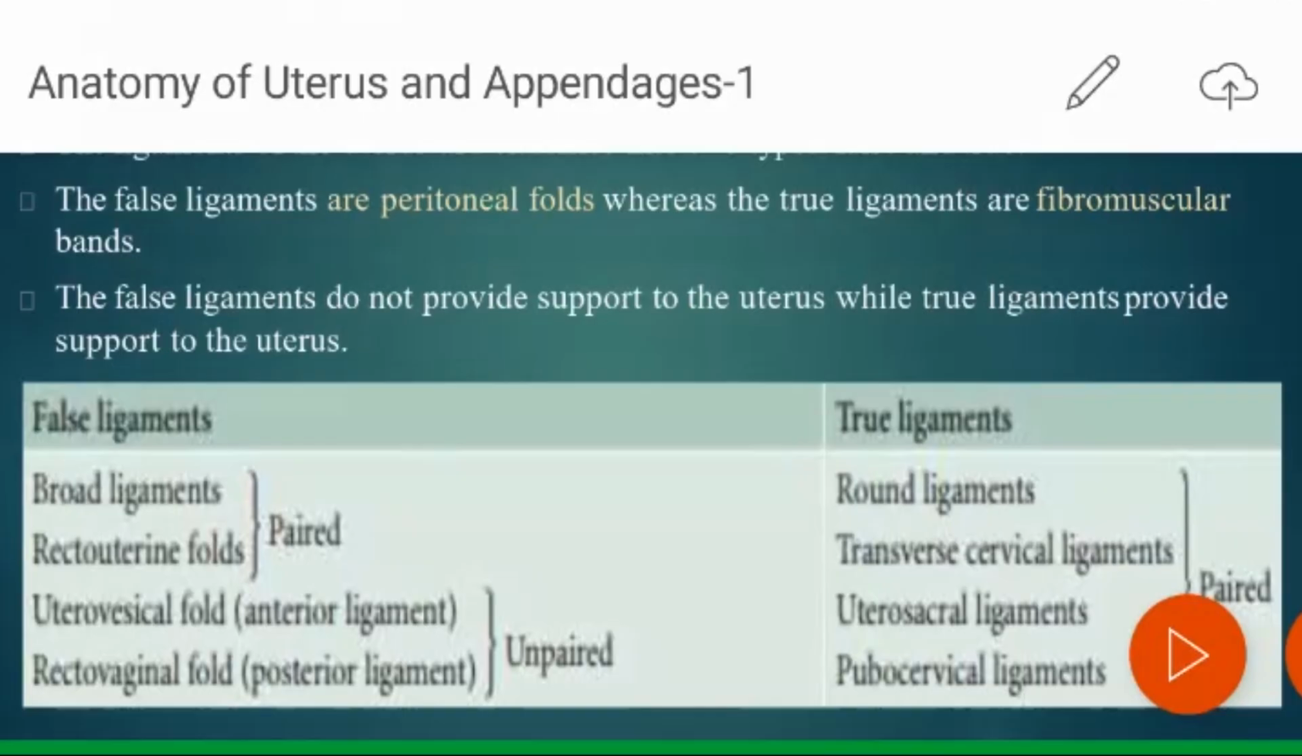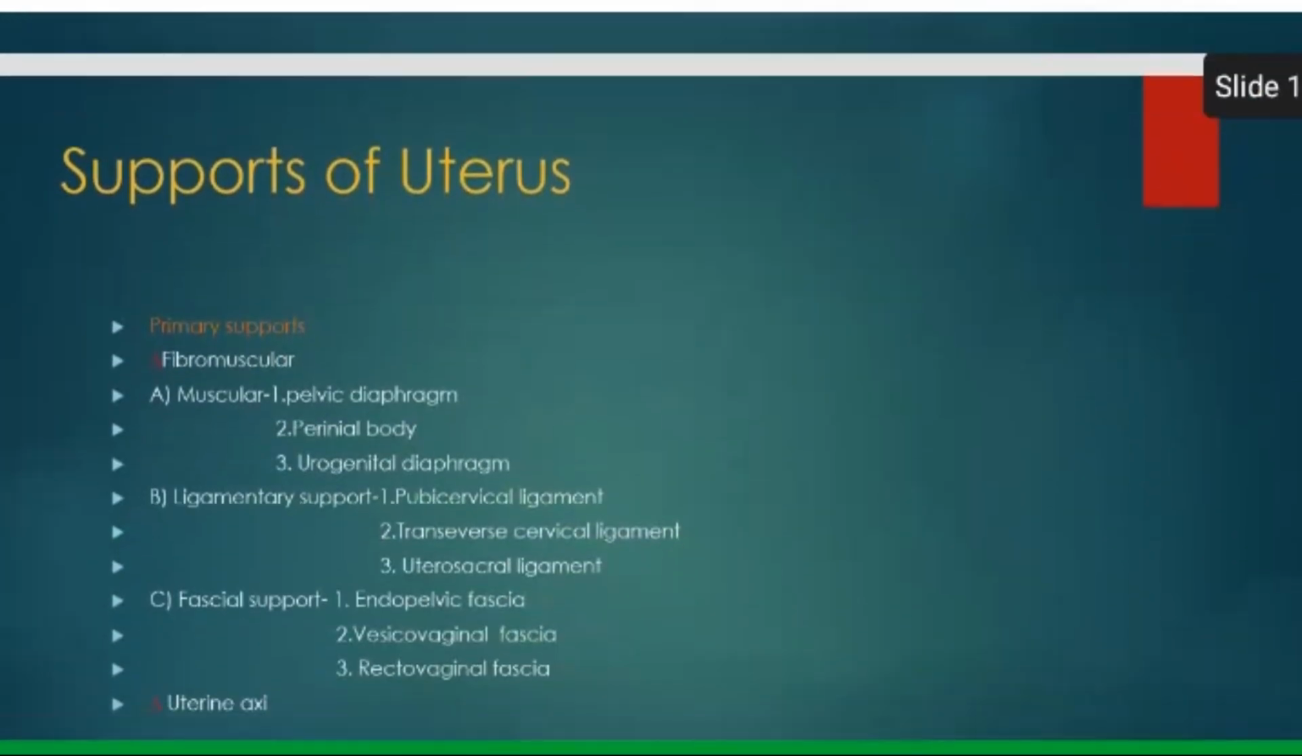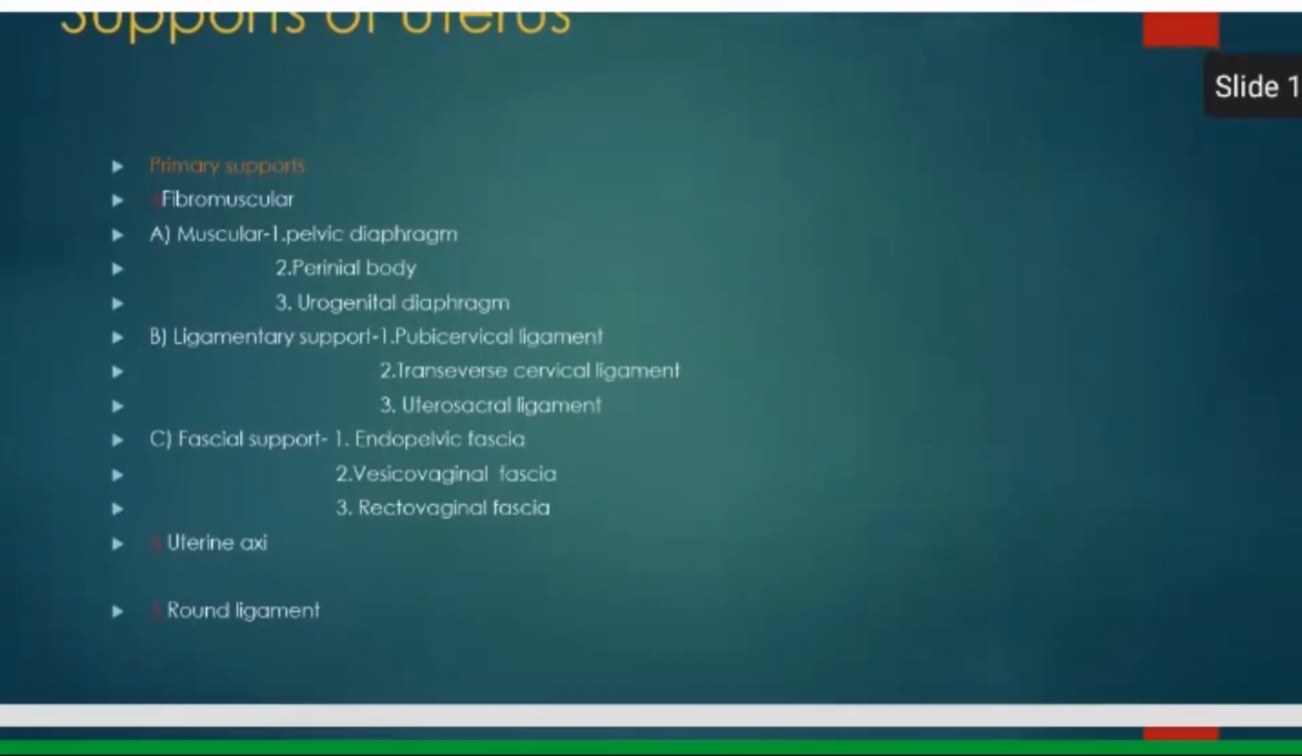And the true ligaments, which are fibromuscular bands, are the round ligaments, transverse cervical ligament, uterosacral ligament, and pubocervical ligaments. These are paired structures that provide support to the uterus. Now, supports of the uterus: primary support by the fibromuscular structures, muscular pelvic diaphragm, perineal body, urogenital diaphragm. Ligamentary support is by the pubocervical ligament, transverse cervical ligament, uterosacral ligament. Fascial support is the endopelvic fascia, vesicovaginal fascia, rectovaginal fascia, uterine axilla, and round ligaments.